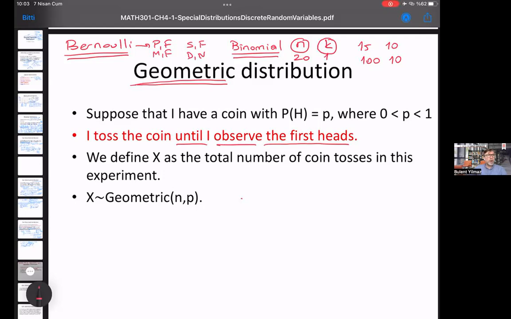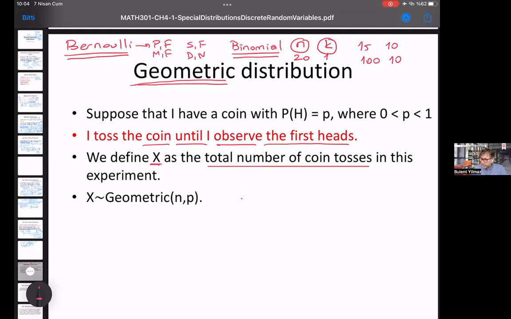I check people who are entering the classroom until I observe a female. I go to a shop and I check the items until I see a defective item, or until I see a laptop, among the many devices on the shelf. So there are many contexts, and we will solve questions together in that context. Here I toss the coin until I observe the first head. So X is going to be the random variable, the total number of coin tosses.